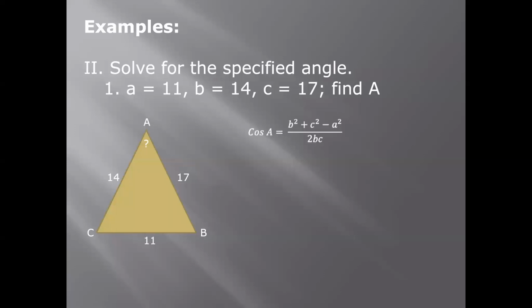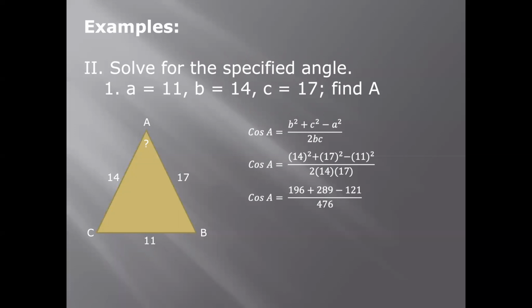Using the formula that we have earlier, we'll have cosine A equals B squared plus C squared minus A squared all over 2BC. Let us substitute the given values so that we have 14 squared plus 17 squared minus 11 squared all over 2 times 14 times 17. Performing the operation, we'll have 196 plus 289 minus 121 all over 476.